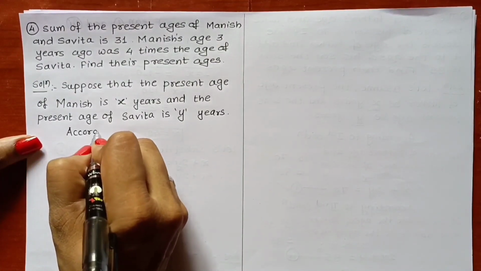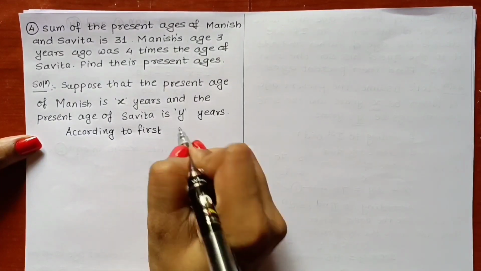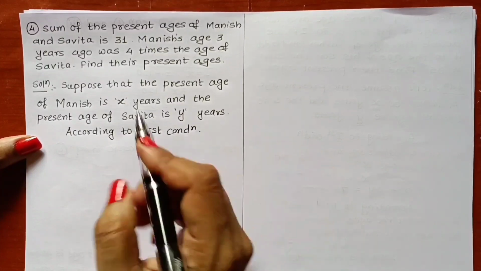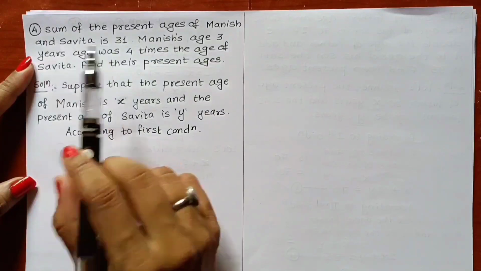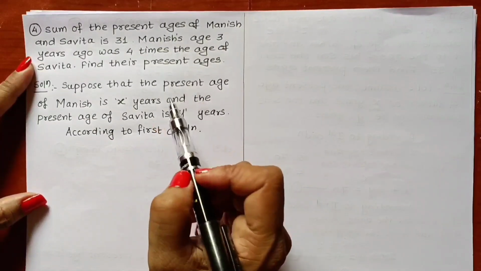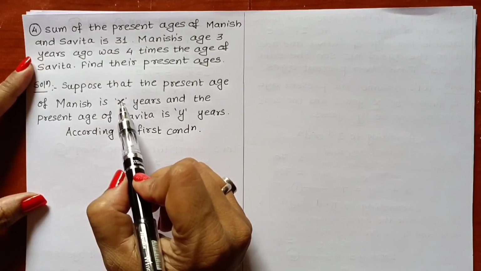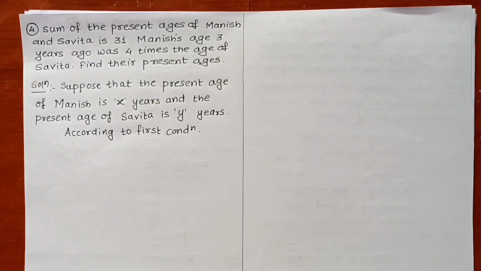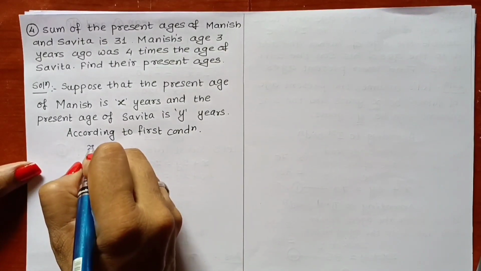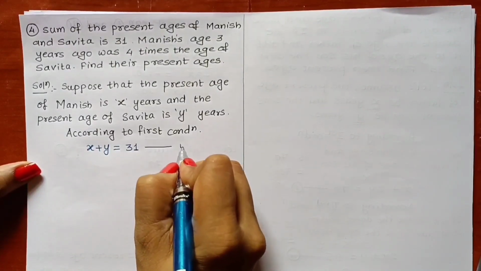Okay, now let us see the first condition. According to the first condition, the first condition is always in the first sentence. Sum of the present ages of Manish and Savita is 31. Sum means total, we all know. What is the present age of Manish? x. What is the present age of Savita? y. Their sum, that means total, x plus y is how much? 31. So we write here, according to the first condition, our first equation is x plus y is equal to 31, our first linear equation.